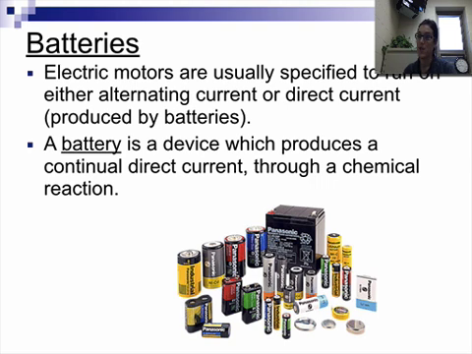Electric motors are specifically there to run on either an alternating current or a direct current. A battery is a device which produces a continual direct current through a chemical reaction found inside of the battery. Obviously, a little AAA battery isn't going to be quite as potent as a car battery. A car battery's chemical reaction is much, much stronger than a AAA battery's. Therefore, it's able to operate a larger vehicle.